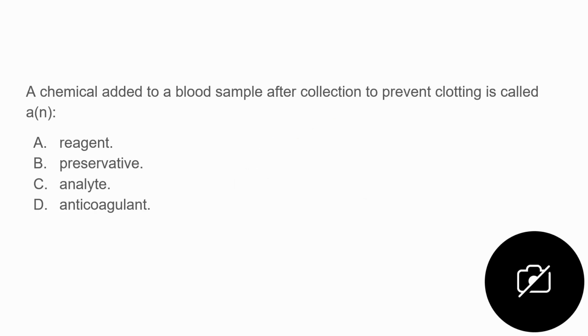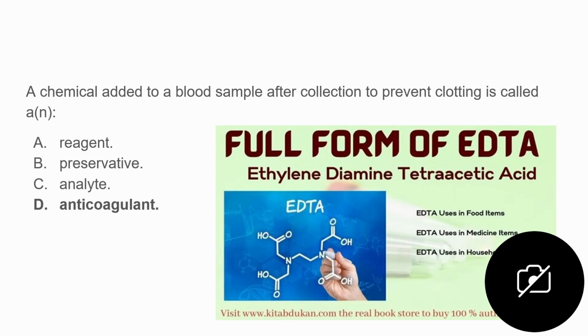A chemical added to a blood sample after collection to prevent clotting is called an anticoagulant. Now there are different types of anticoagulant. EDTA is a very common one. Ethylene diamine tetraacetic acid. Now, there's no way I would be able to pronounce that word if I wasn't reading it directly off the slide. So just say EDTA. EDTA, heparin, sodium glycolate. That's just a few examples of the anticoagulants, because there are some tests where we don't want the blood to clot while it's in the test tubes.